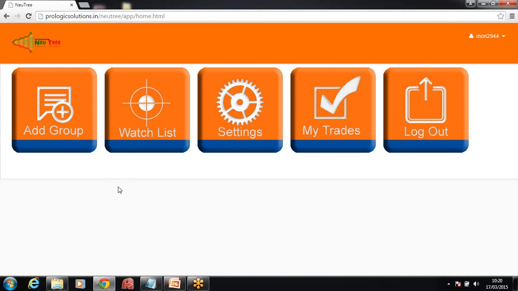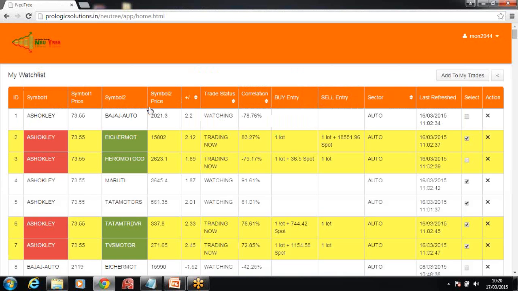Now after I add all the groups, I do the back testing and I go into the watch list. Watch list is nothing but a place where you can know whether a particular trade is running, or a particular trade is expected, or a particular trade has closed. So all these 3 pieces of information, you will get in your watch list.